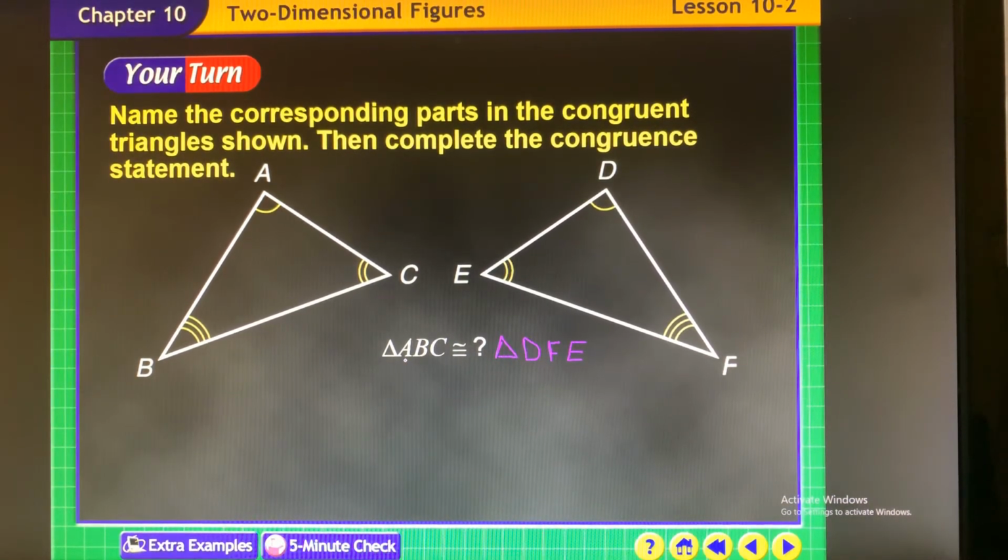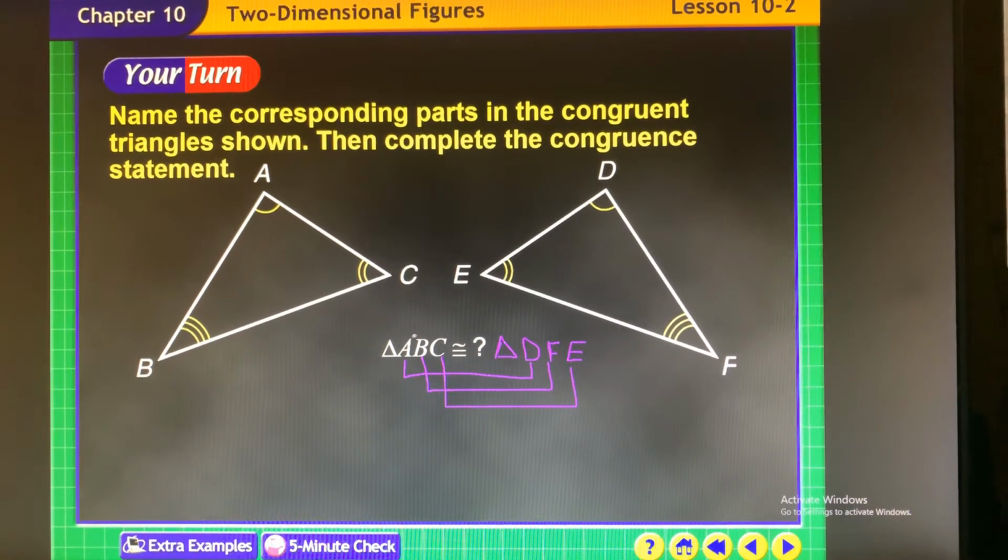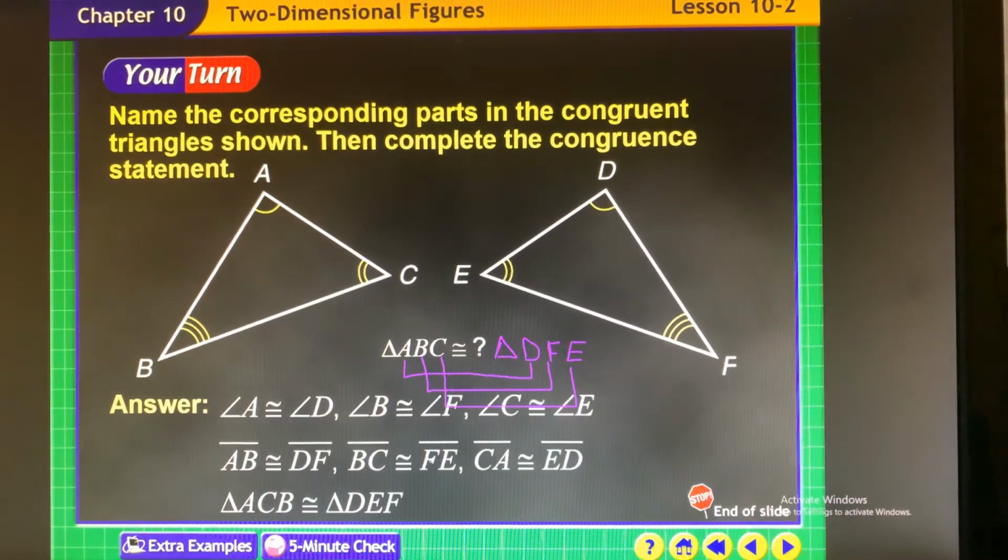So when I correspond my 6 parts, I can say angle A is congruent to D, angle B is congruent to F, and angle C is congruent to E. Then I match my sides, and I would say side AB is congruent to DF. Side BC is congruent to FE, and side AC is congruent to DE. It all lines up perfectly.